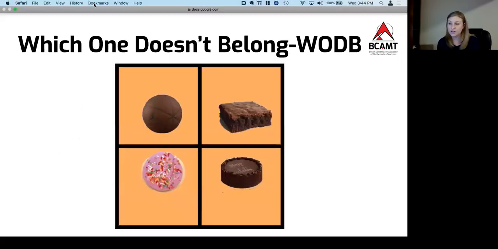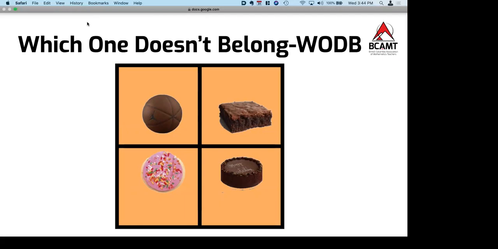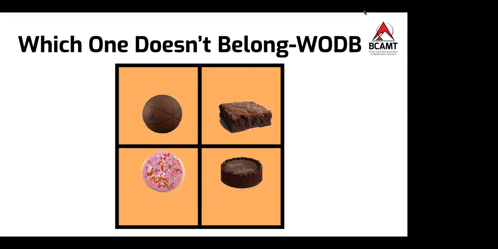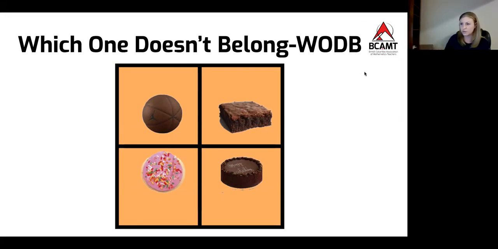So our next routine is called Which One Doesn't Belong? We have some objects in those squares. And what I'd like you to do is just take a moment and think about which one of those doesn't belong. Is it the basketball or the brownie or the donut or the cake? I'm going to give you a couple seconds to think about that. And then when I count down, we're going to put our answer into the chat and we'll see where we're at.